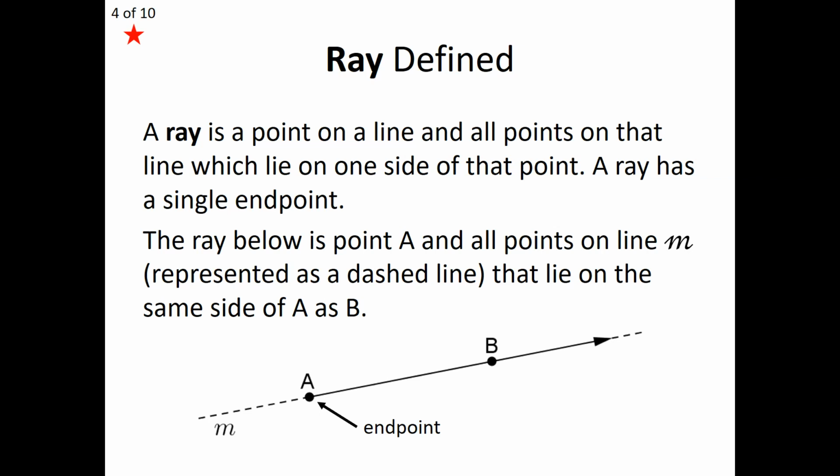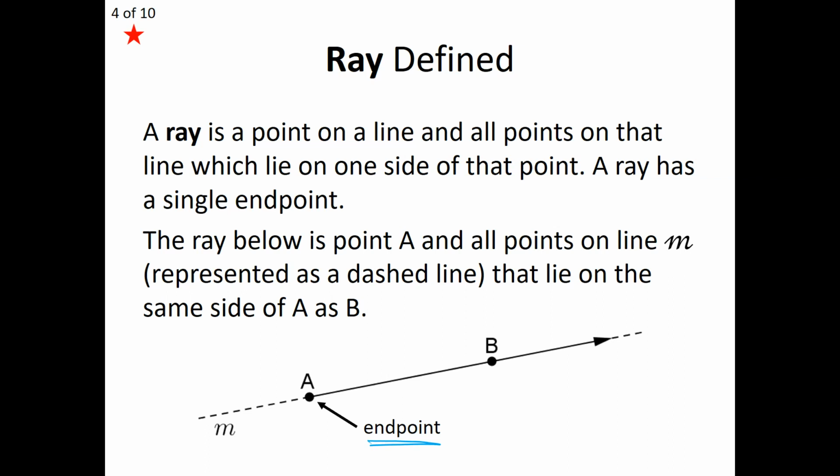Now, when we look at our diagram below, you'll notice that we have this dashed line still. That dashed part represents the line that exists there. So we do have this line M, and we've chosen a point on that line. The point that we've chosen is point A. And point A, again, we're going to give a name to. We're going to call it the endpoint.